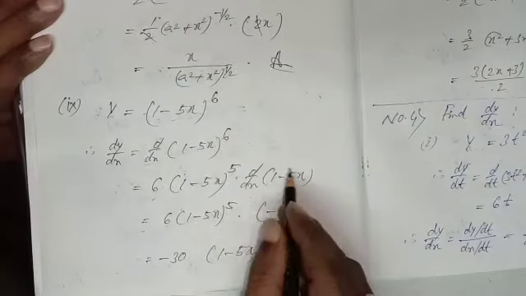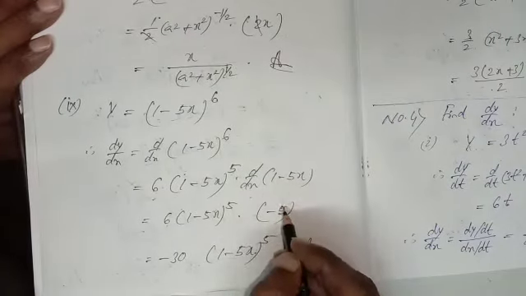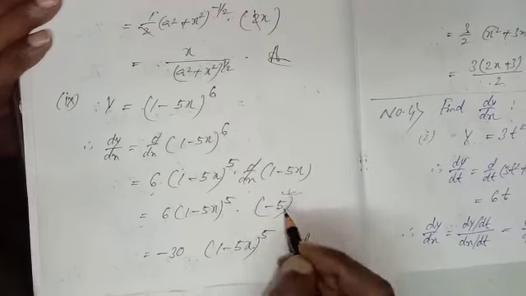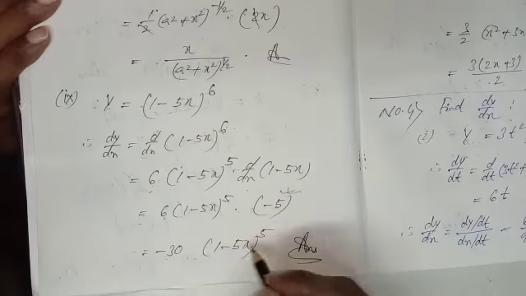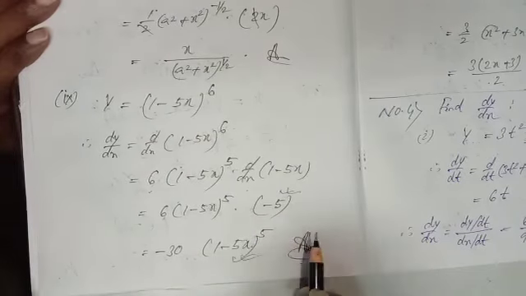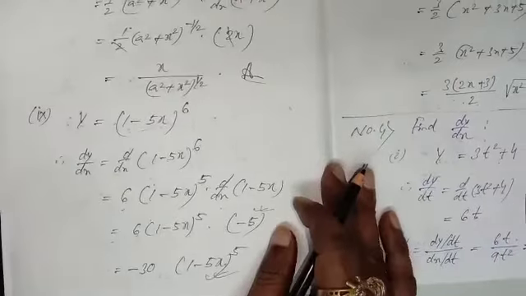Okay. So what is the derivative of bracket part? 1 minus 5x: 1 derivative is 0, minus 5x means minus 5. Okay. Minus 5 into 6, that is minus 30, 1 minus 5x whole to the power 4. This is 9th part also completed. 2 more questions I will do. After this we will stop it.